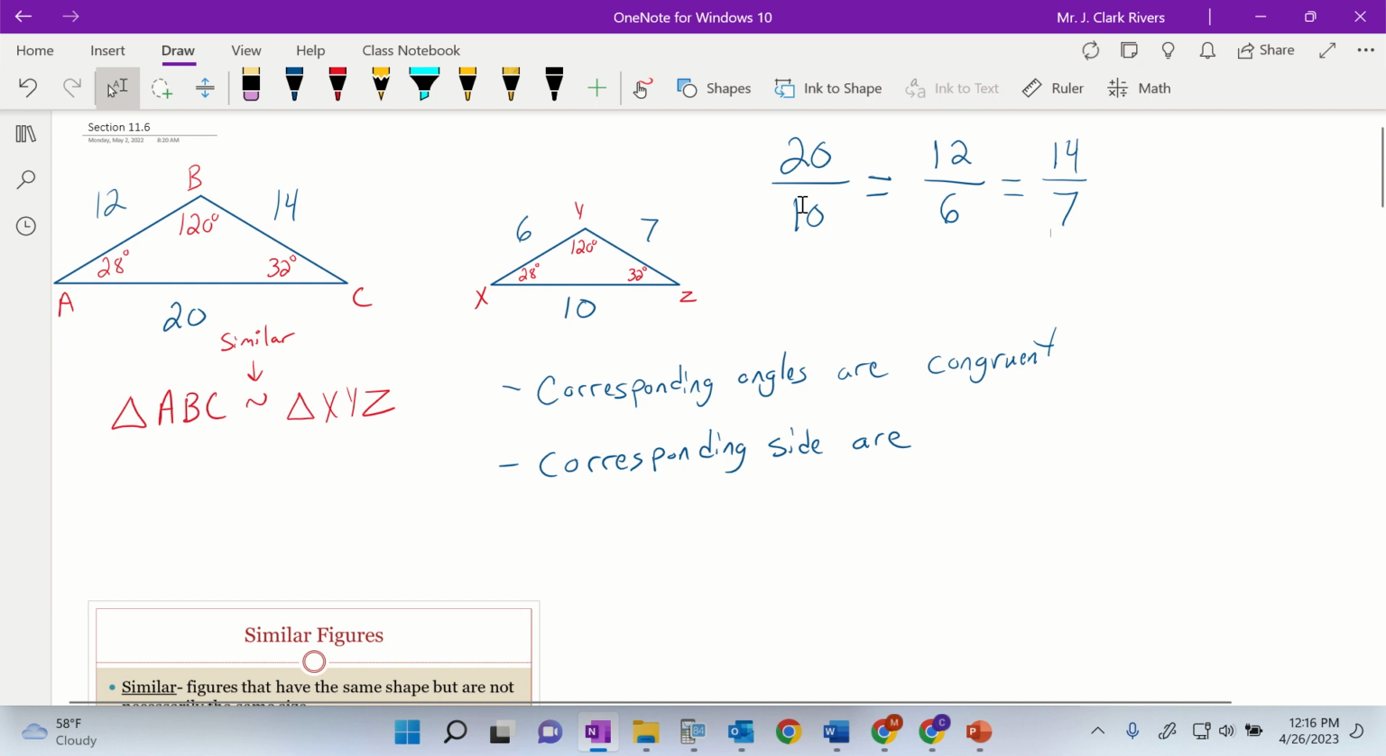Okay. So 20 over 10, 12 over 6, 14 over 7. These all simplify to 2 to 1. So similar figures, the corresponding sides are, starts with a P, they're what?